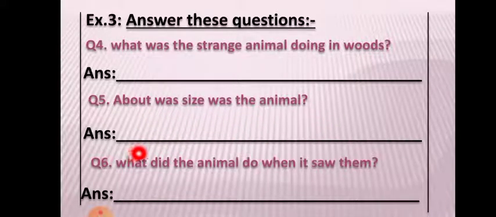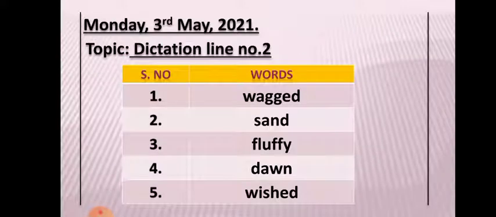Question number 6 and today's last question is what did the animal do when it saw them? It pretended to be dead. Is it clear students? Now come to our today's dictation line number 2 which I have assigned to you on Wednesday.